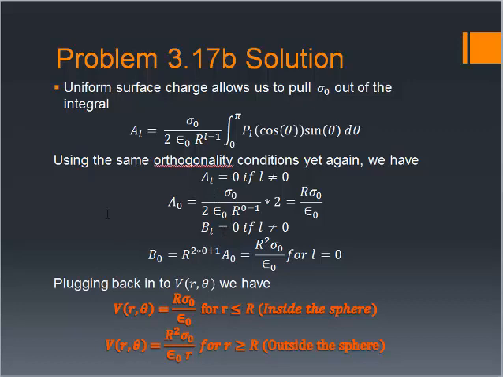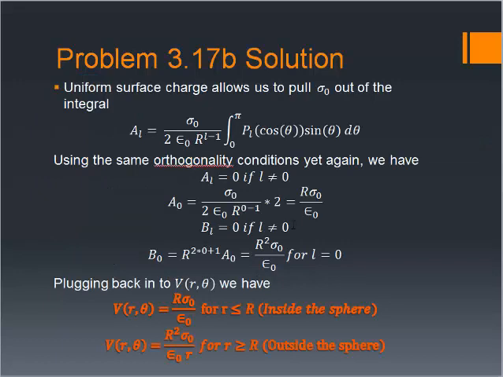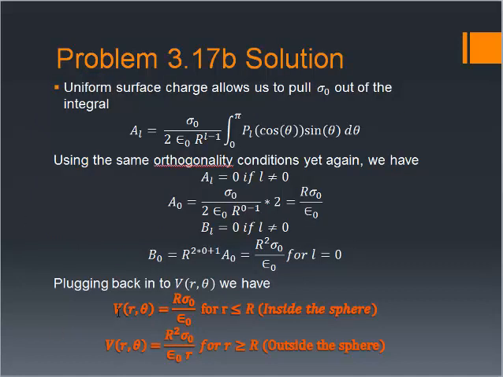And then since we know a sub L, we can plug it back into the b sub L equation, and we'll end up with b sub L equals 0 if L is not equal to 0, because a sub L is 0. And then we'll have b sub 0 equals r squared sigma naught over epsilon naught in the case that L equals 0. So we can take these values and plug them back into the voltages we were given at the start. And so once you do this, you end up with a voltage inside the sphere, and the voltage outside again falls off at the rate of 1 over r as you increase the distance away. And that's all of problem 17.